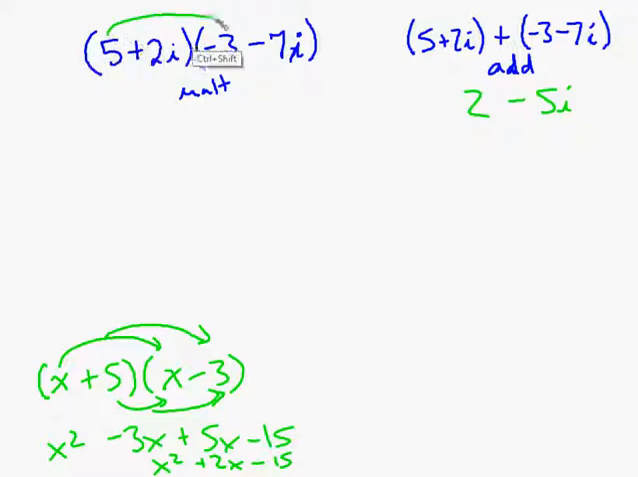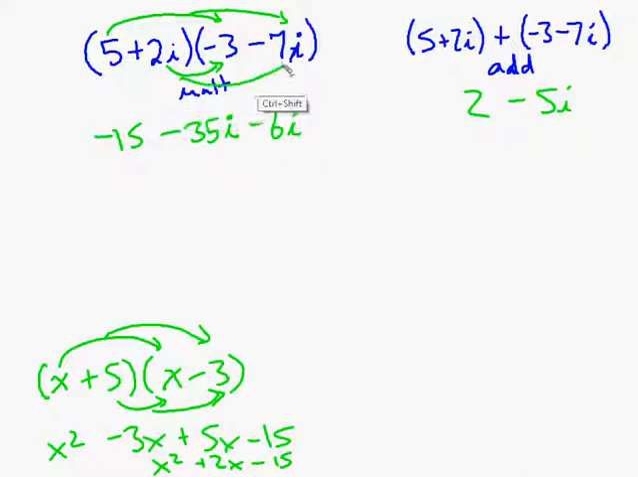I'm going to do 5 times both of those. So what's 5 times negative 3? Negative 15. And what's 5 times negative 7i? Negative 35. And don't forget the i though. And now, I'm going to do the 2i times negative 3. 2i times negative 3 is negative 6i. And then 2i, here's where the trick's going to come in. 2 times negative 7 is negative 14. And then i times i is i squared.